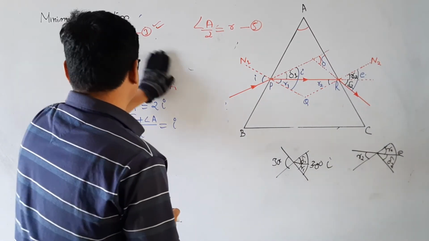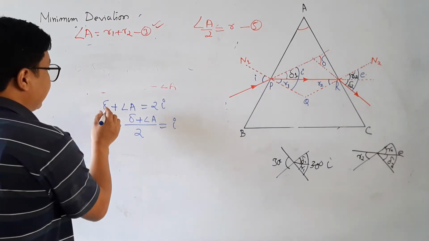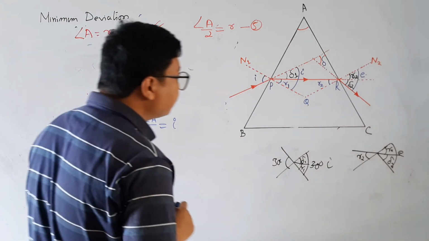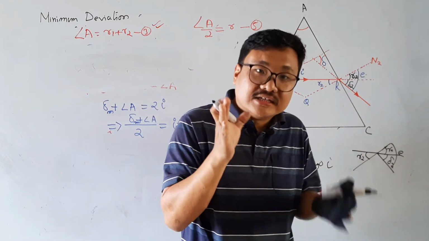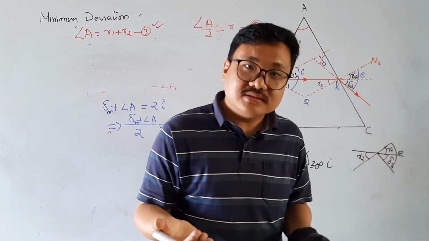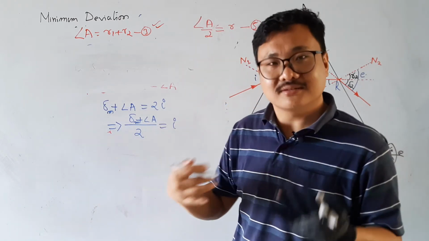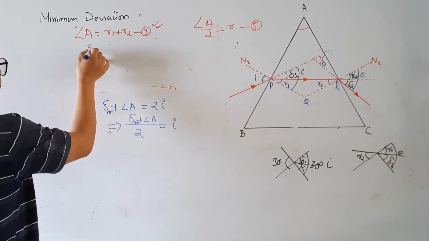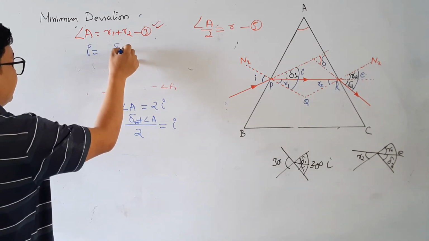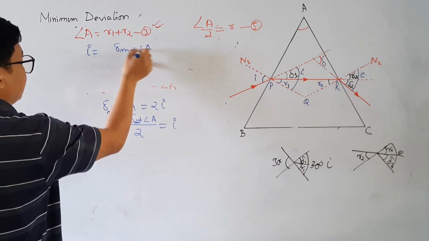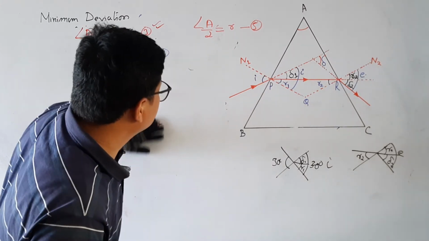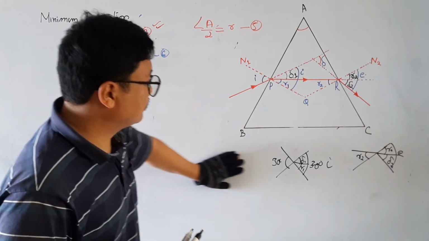So we got the angle of incidence I also. Here I have to write delta M. Please write here delta M. Why delta M? Because we are considering the minimum deviation. So everywhere delta M. Then this I is equal to delta M plus angle A by 2, equation 6. You can have as many equations as possible.